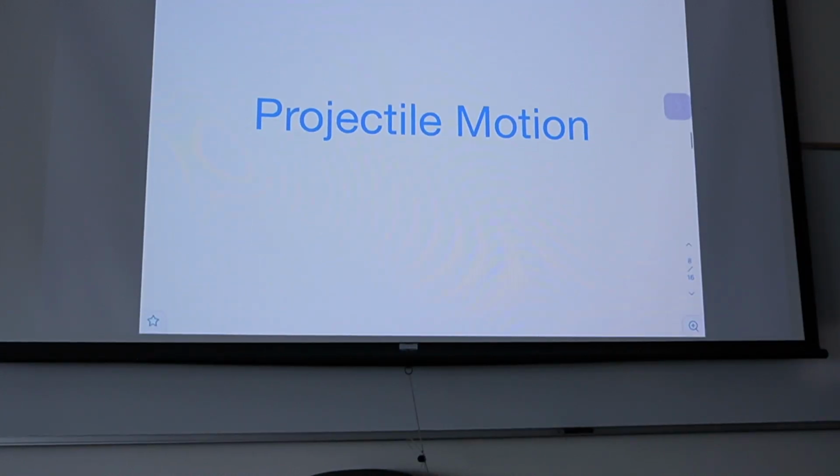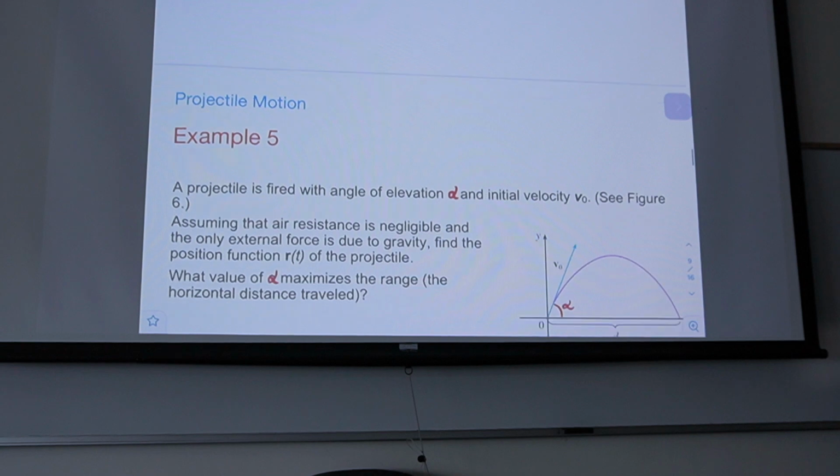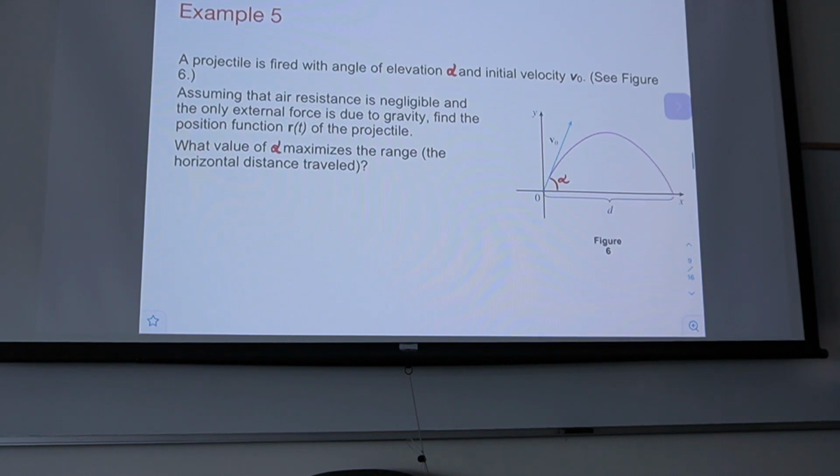Now we're going to talk about projectile motion. So I'm going to ask Julian, could you read example 5 from here to here? A projectile is fired with angle of elevation alpha and initial velocity v naught. Assuming that air resistance is negligible and the only external force is due to gravity, find the position vector r(t) of the projectile. What value of alpha maximizes the range, or the horizontal distance traveled by the projectile?